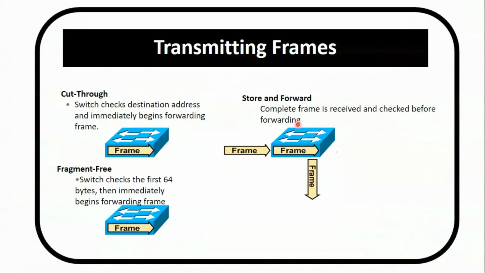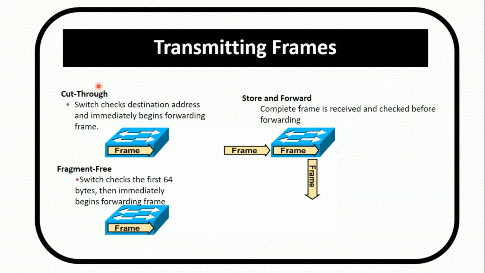There are three types of transmitting the frames in the switches: cut through, store and forward, and fragment free. Cut through is when the switch starts receiving the packet and forwards it as soon as it receives the destination address. The packets contain the destination address, so once it finds the destination address, it starts forwarding the frames.